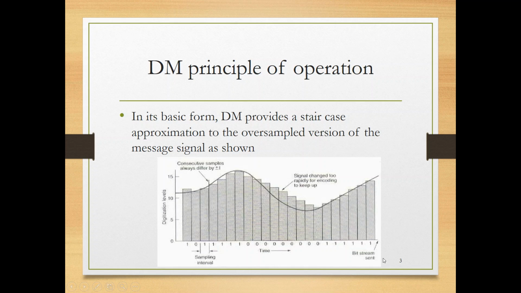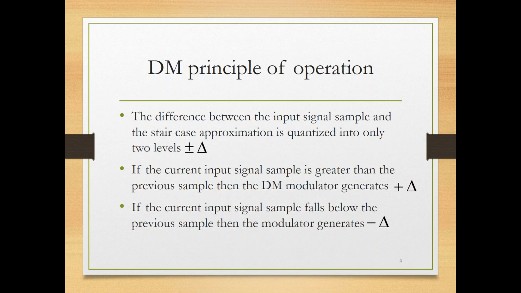So at the end of the day, you will get a sequence like this, which is a binary sequence, zeros and ones, that you can transmit over the channel. The difference between the input signal sample and the staircase approximation is quantized into only 2 levels, plus or minus delta, according to the level of your current input signal. If the current input signal sample is greater than the previous sample, then the delta modulator generates plus delta. Otherwise, it generates minus delta, which is the vice versa case.